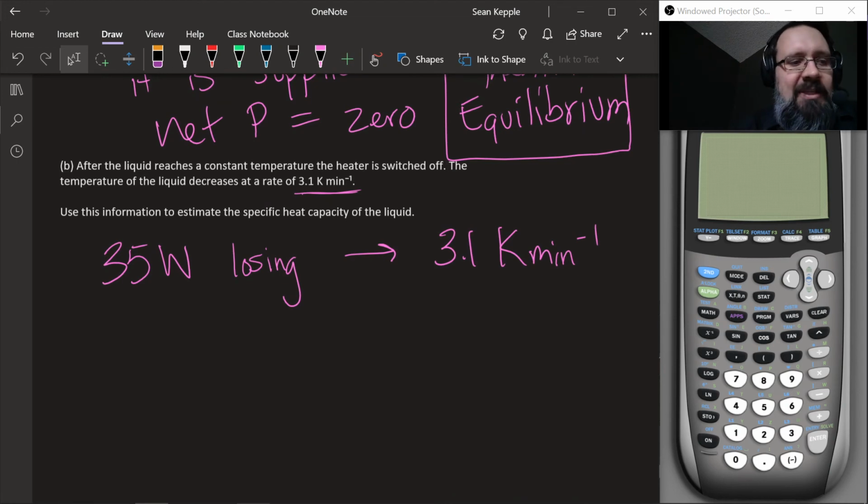All right, so if we want to estimate this, we're going to start it off by saying that power is Q over T.